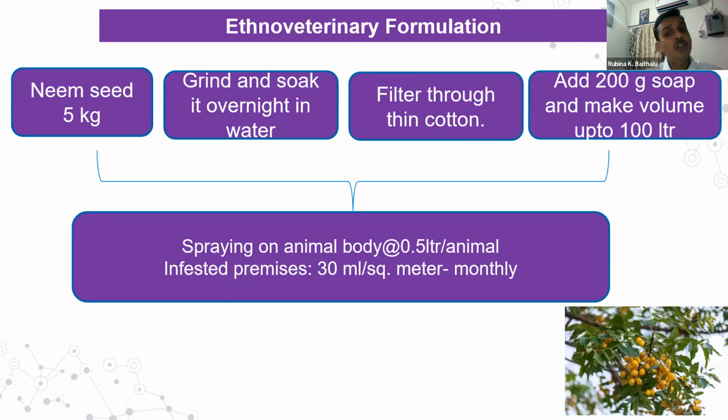That is another ethnoveterinary formulation that is rampantly used by livestock owners. You can take 5 kilo of neem seed, grind and soak it overnight in water, filter it through soft cotton, then add 200 grams of soap and make the volume up to 100 liter. Now this can be sprayed over the animal body, 500 ml for each animal. You can even spray in the infected premises, that is 30 ml per square meter at monthly interval. It will also give very good result.